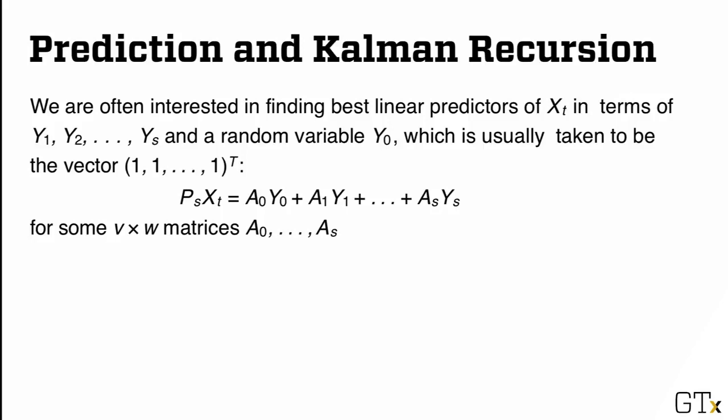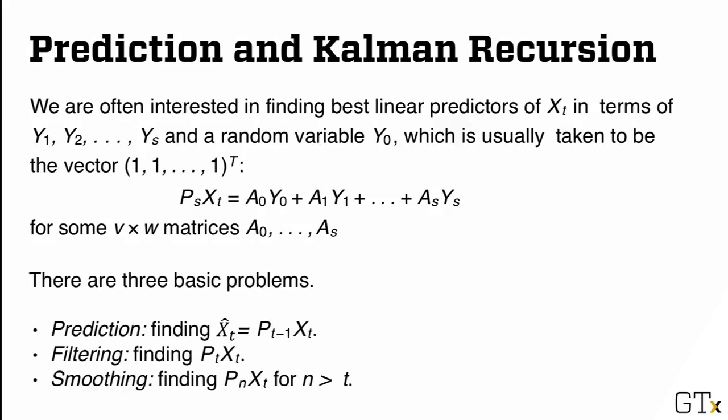Now, the idea of prediction takes three forms, depending on whether s is smaller or larger than t, or equal. The three forms are prediction, filtering, and smoothing. Prediction is finding the one step ahead or multiple steps ahead prediction of xt given past data up to time t, excluding the time t. In the formulation above, s is strictly smaller than t. This is a common way to define prediction.